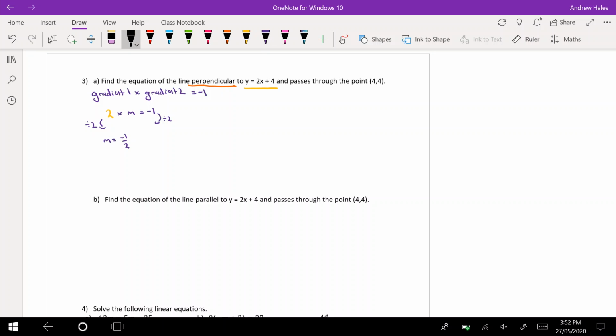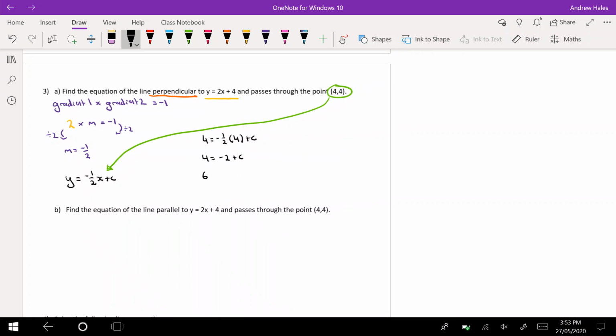Now if I want to write the equation of my line with this new gradient, y equals negative 1/2 x plus c. I don't know what c is yet, but I've also been given another point in my question. Well, I'm going to substitute this point into my line to try and find the value of c. So we've got that 4 is equal to negative 1/2 times 4 plus c. 4 is the value of y, 4 is the value of x. So 4 equals negative 1/2 times 4 is negative 2, plus c.